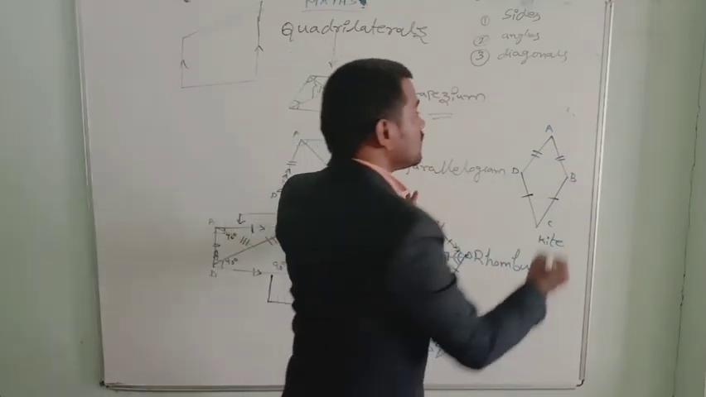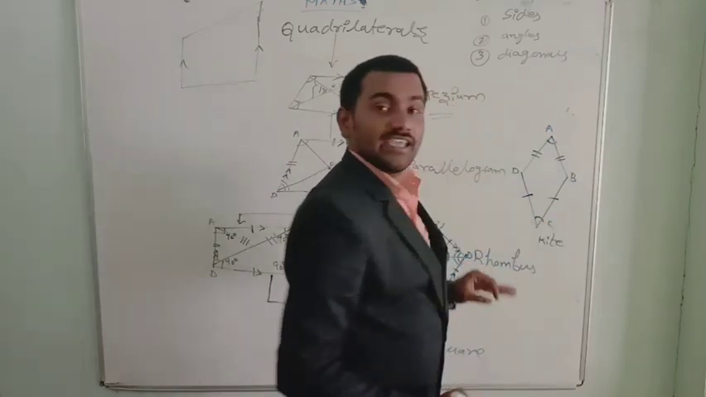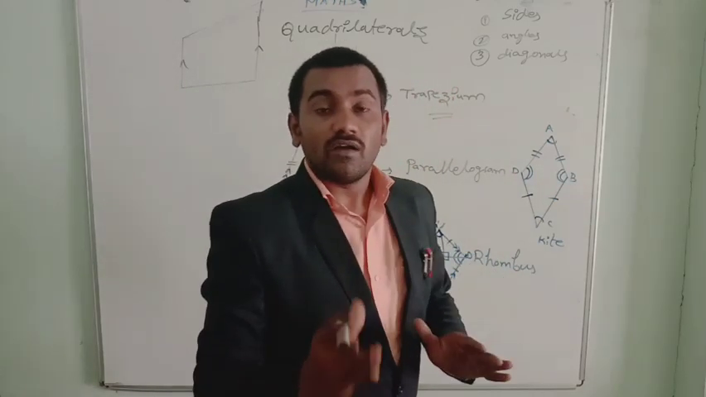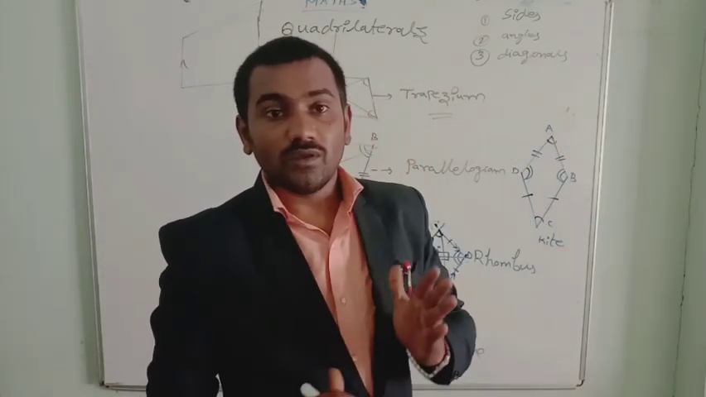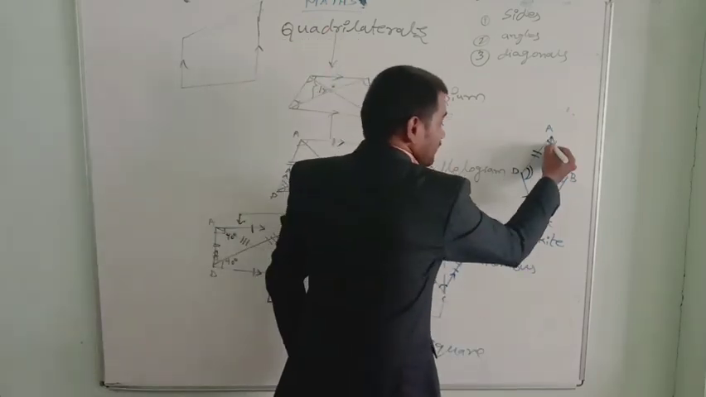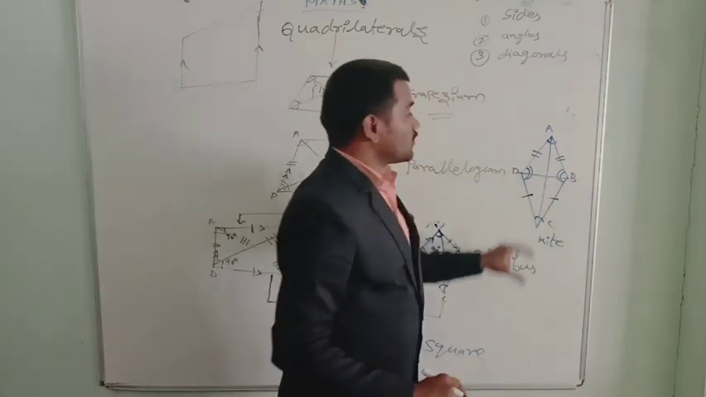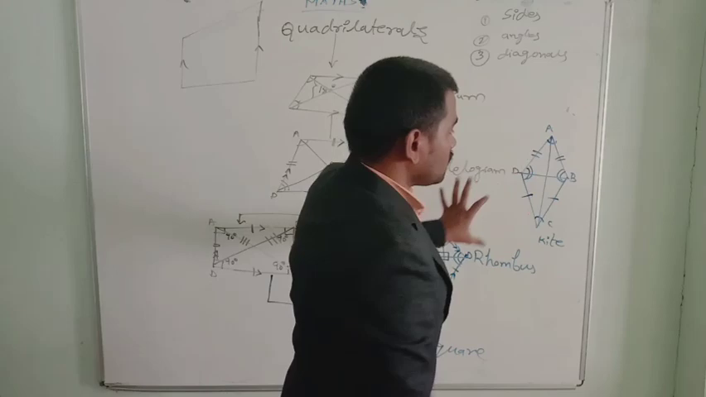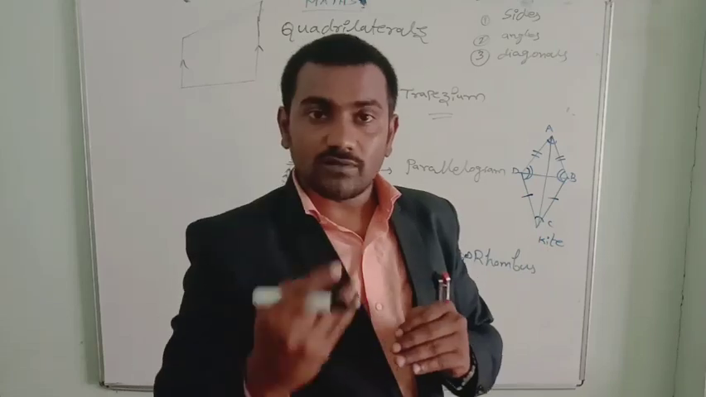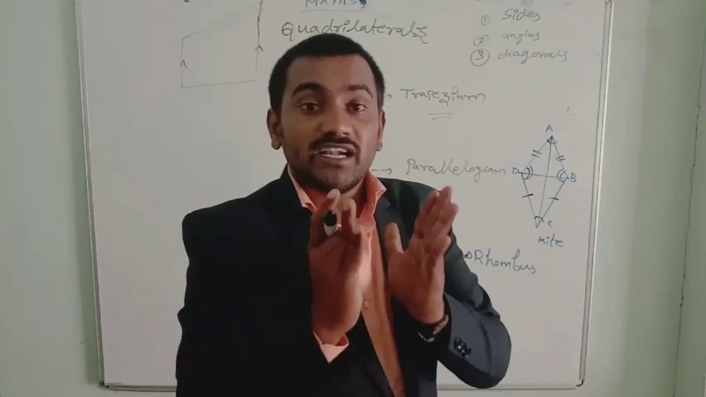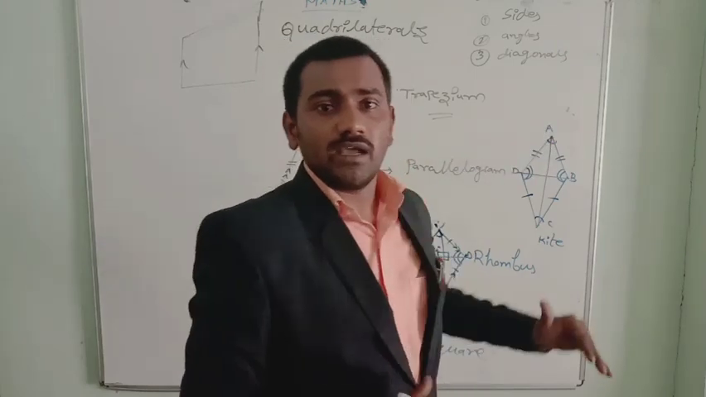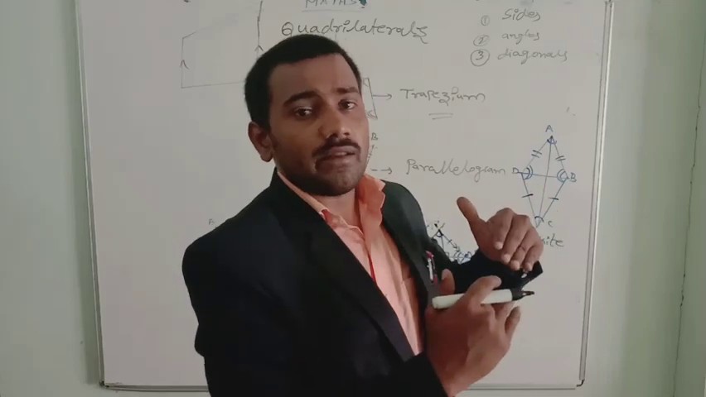And what about the angles? Opposite angles are equal in the kite. What about the diagonals? One diagonal bisects the other one; both diagonals are not bisecting. See, AC and BD. Suppose AC is 20 cm and BD is 10 cm. Then BD, which is 10 cm, will be divided into 5 cm and 5 cm. The AC will be divided into either 8 and 12 or 12 and 8, whatever.